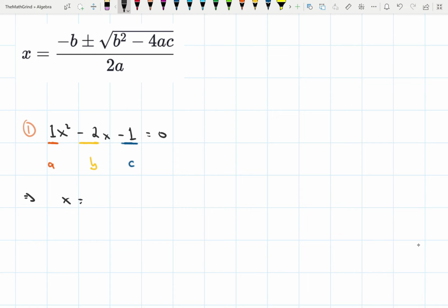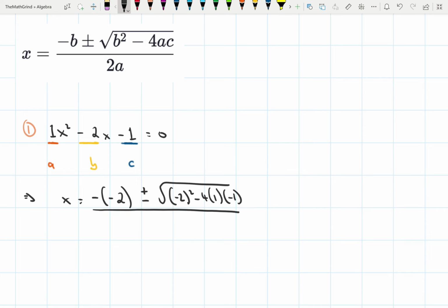So x is equal to negative. And whenever you sub in b, I'd always sub it in with a bracket around it, and this is a good example of why. So b in this case is negative 2. So the formula is minus b, so minus bracket minus 2. It just helps you not make any mistakes with the signs. Plus or minus the square root of b squared, which is negative 2 squared, minus 4 times a, which is 1, times c, which is negative 1, all over 2 times a, 2 times 1.